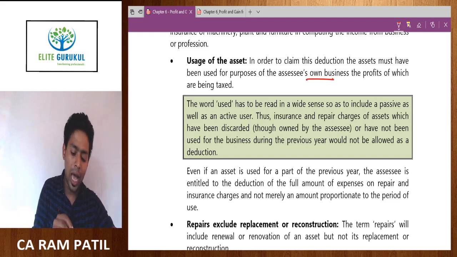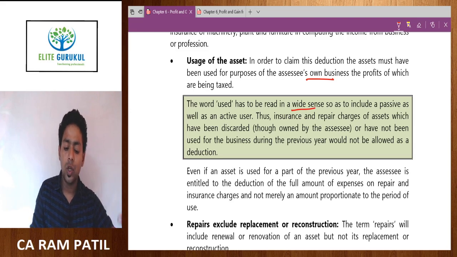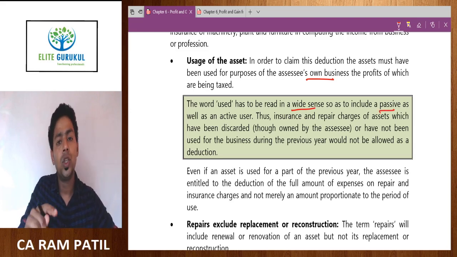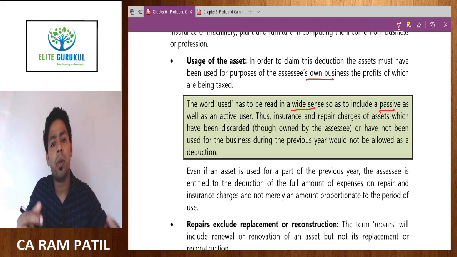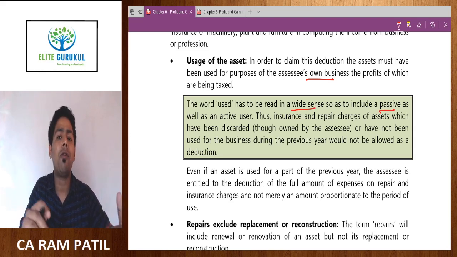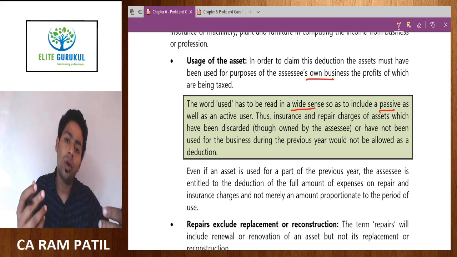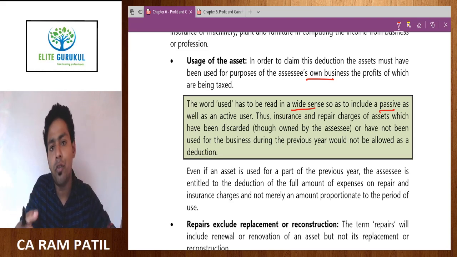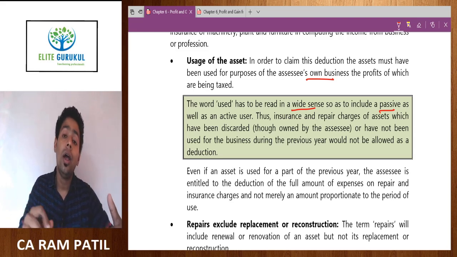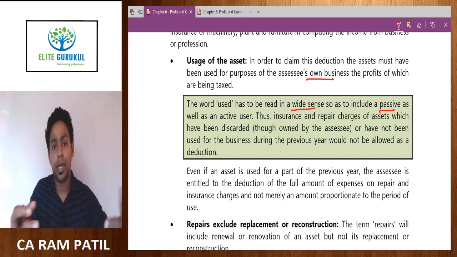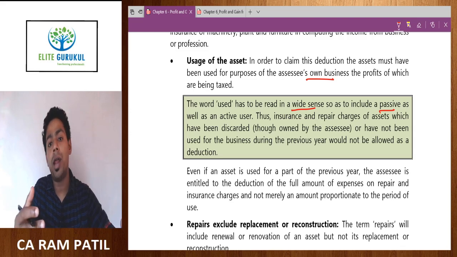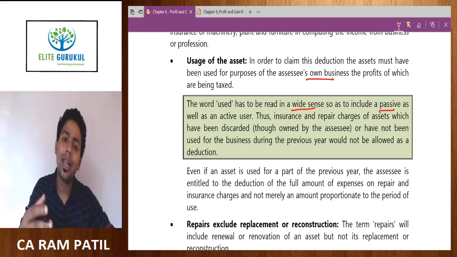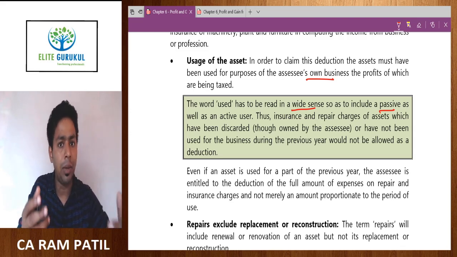The word use has to be read in a wide sense to include even passive use. So, firefighting equipment, obviously you don't use on a regular basis. You will be using firefighting equipment only when there is an occurrence of fire in the factory. Or if you are having a diesel generator, you can use the diesel generator only when power has gone off. So these are the backup machinery that a particular assessee might have.